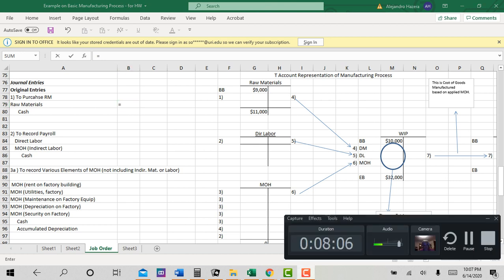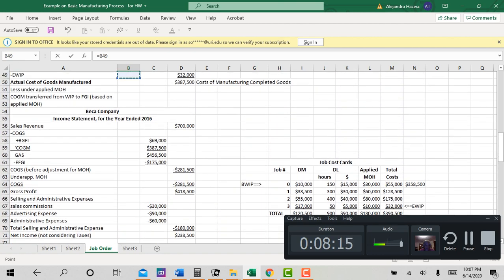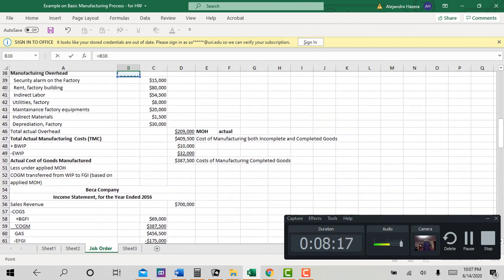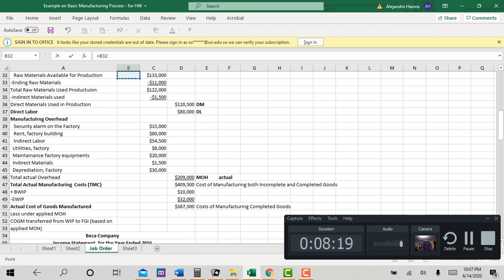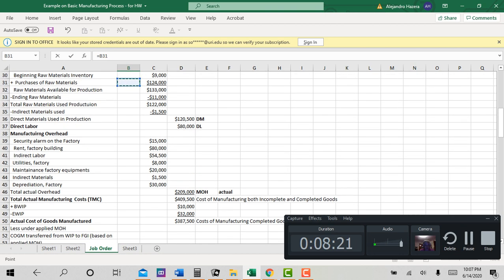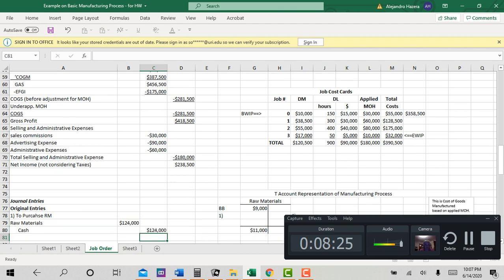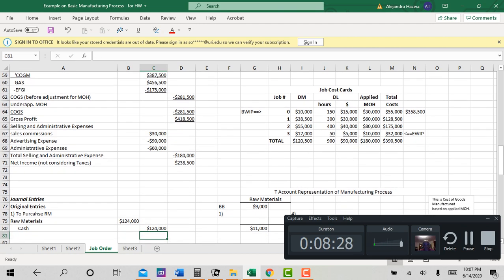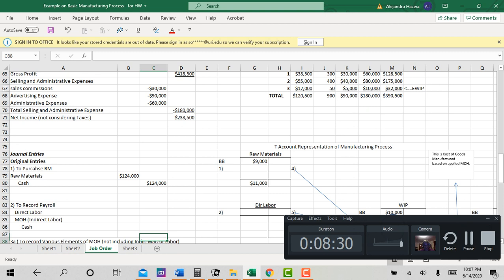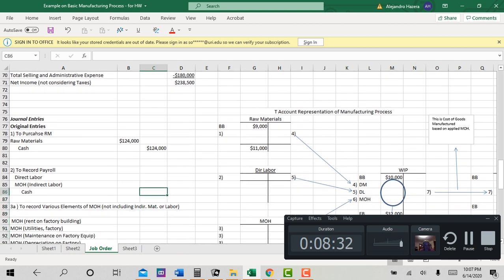Your purchases of raw materials are right here on the statement of cost of goods manufactured. And I'm just assuming you're paying cash. I don't care about cash. I just care about the accounts that are in the costing system right now.